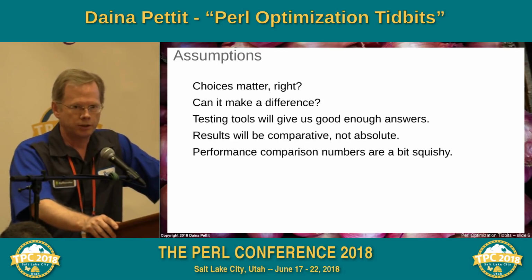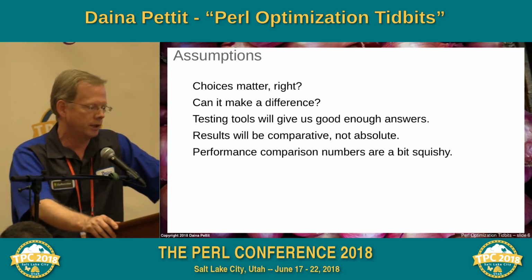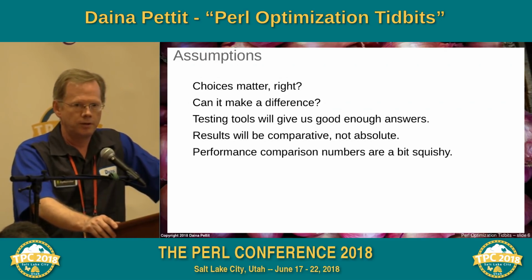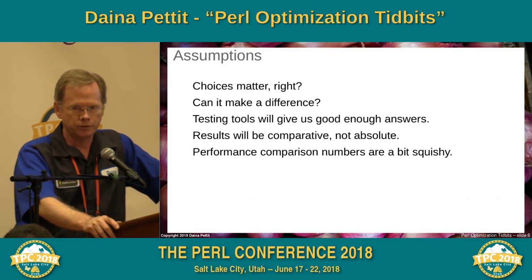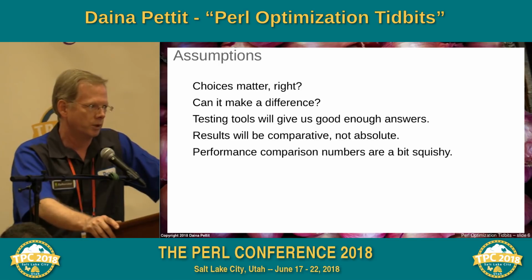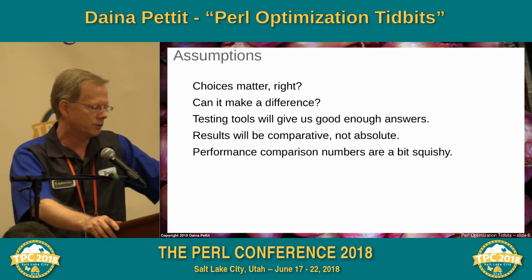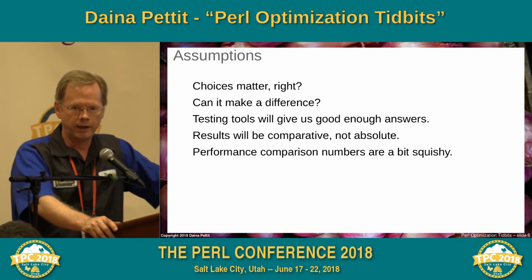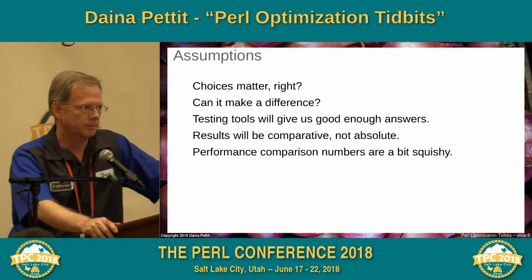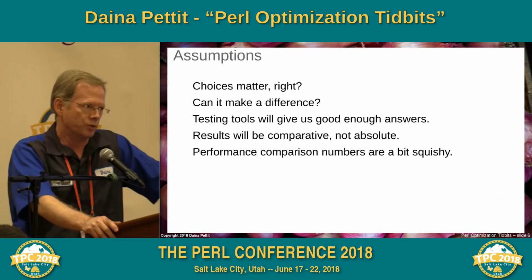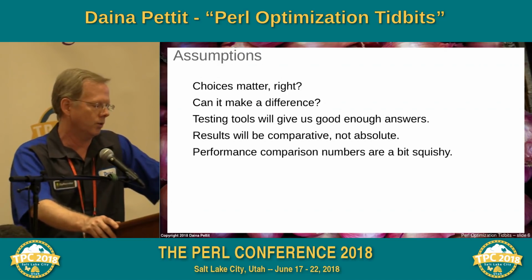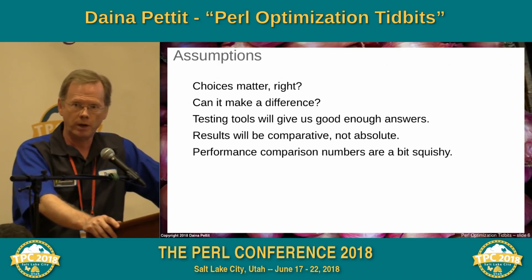We're assuming that the testing tools we're going to use are going to give us good enough answers to tell the difference between various lines of code. Because of the variation in performance of different processors and systems, we're going to really just focus on the difference, not the absolute value, like this is 3 microseconds slower than that. It's going to say, this may be 3% faster, or this is 20% faster, or twice as fast.